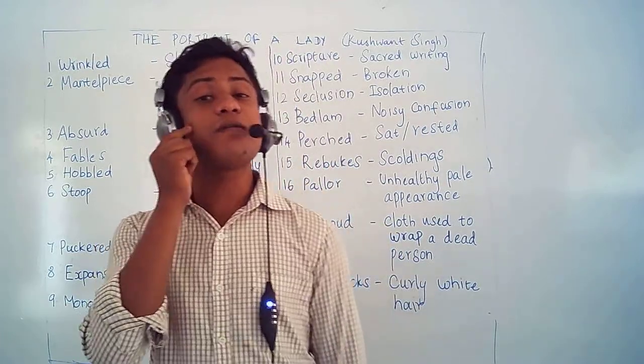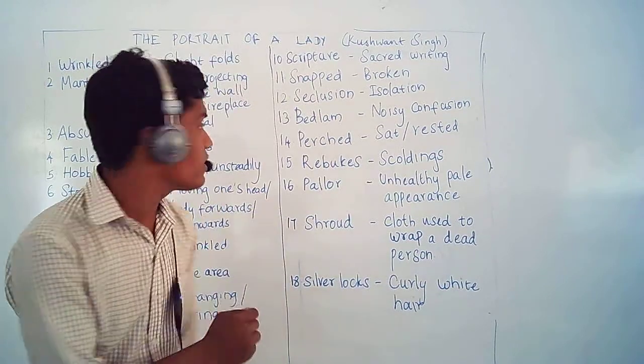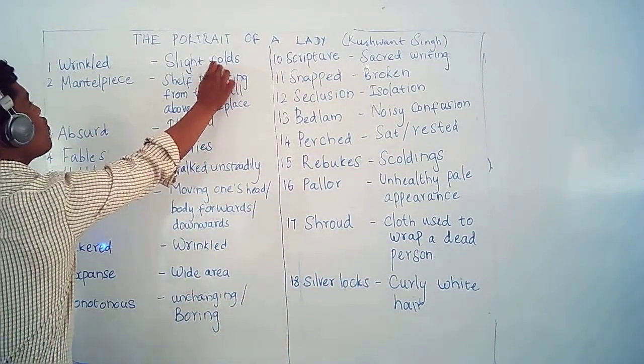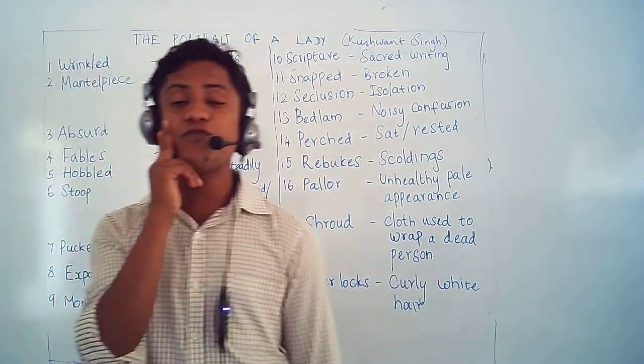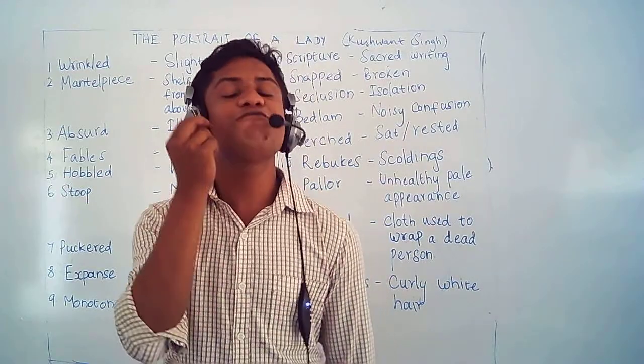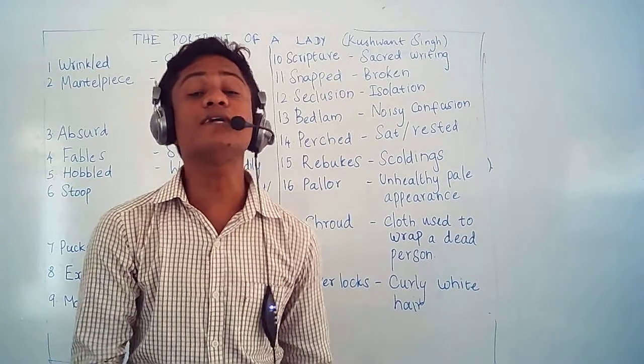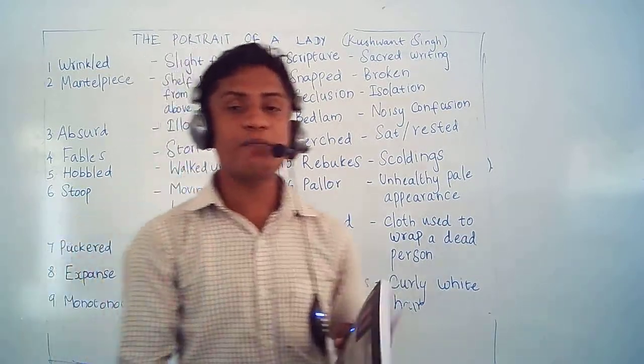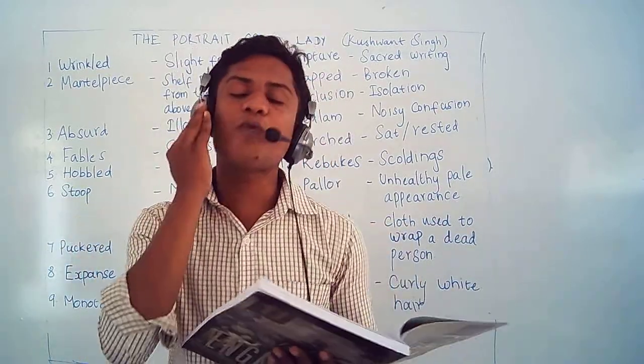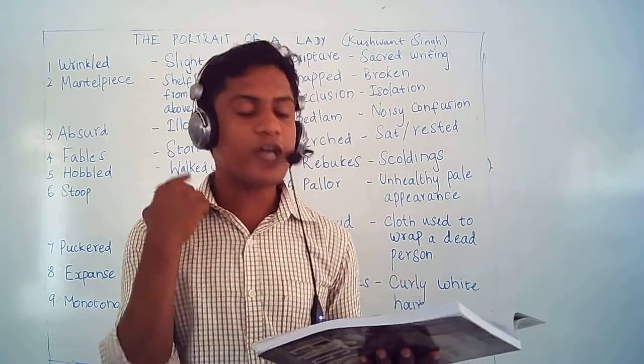What do you mean by wrinkles? Wrinkles are slight folds, like the folds we see in the face. So wrinkles are slight folds in the face and in the skin. Generally, folds in the skin are called wrinkles. So the author's grandmother had wrinkles all over her face, running through everywhere.